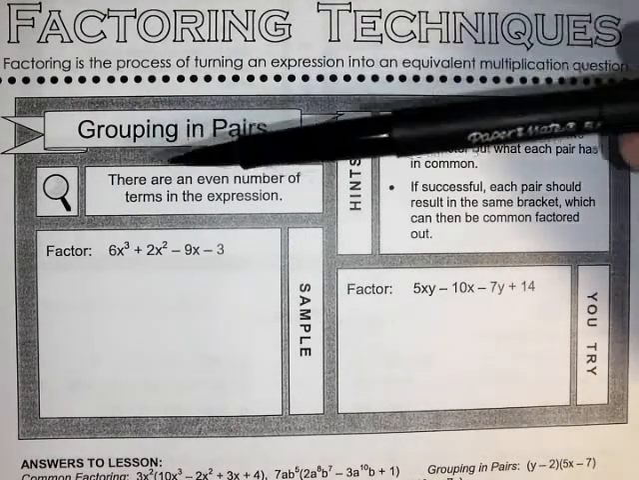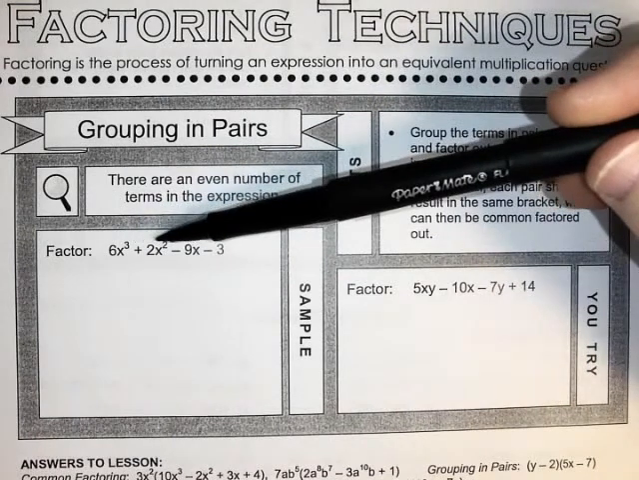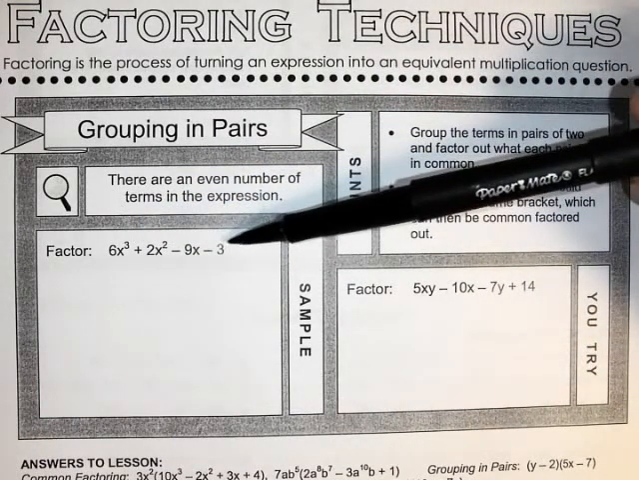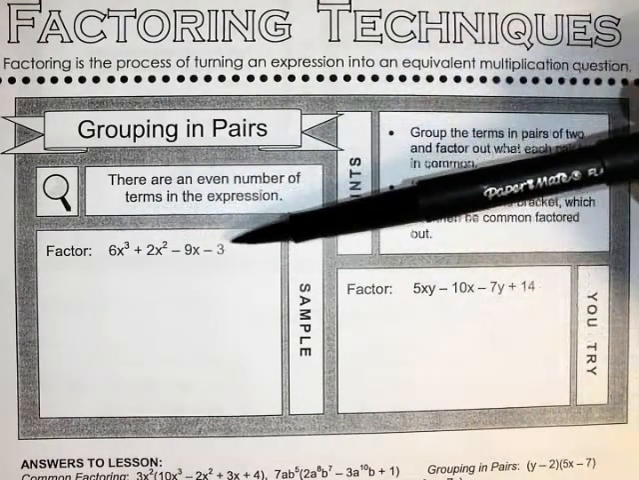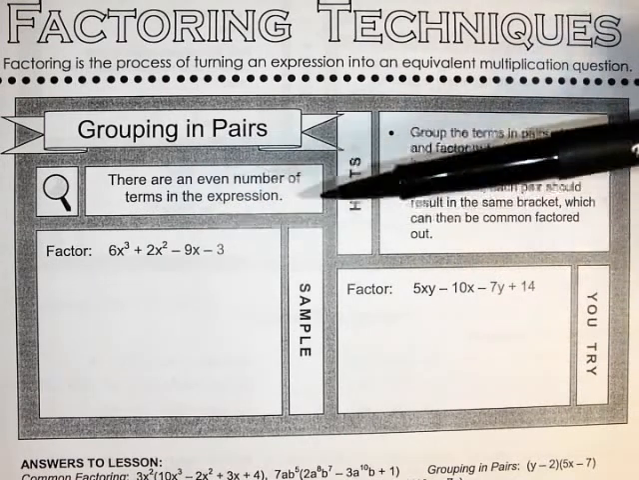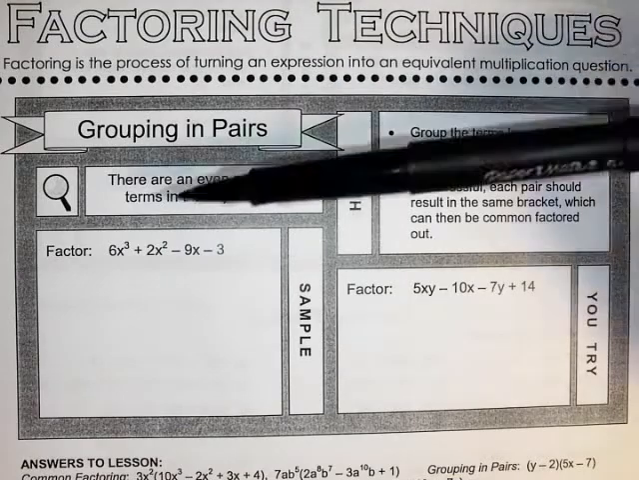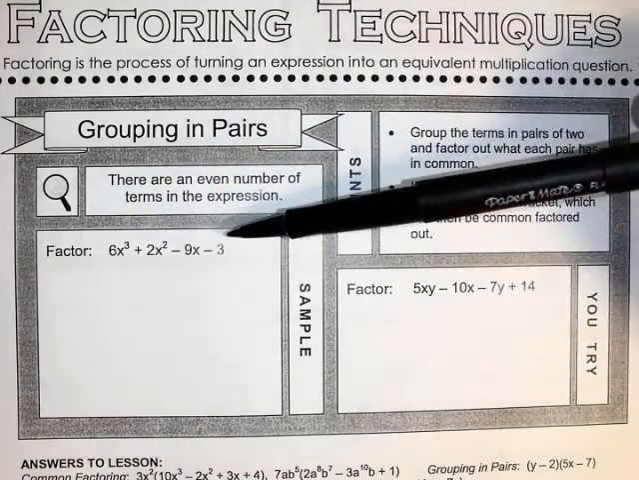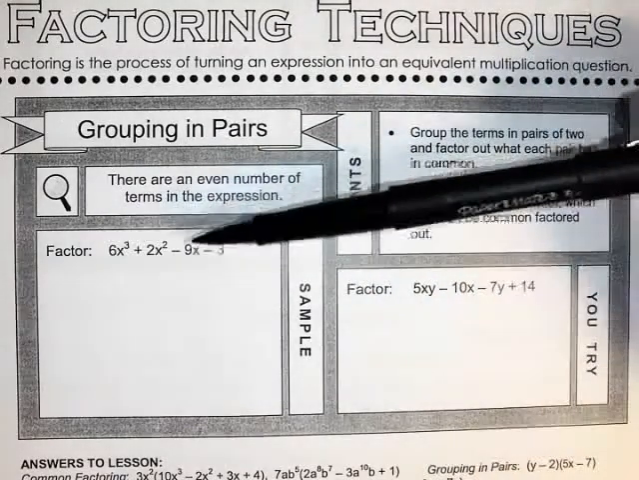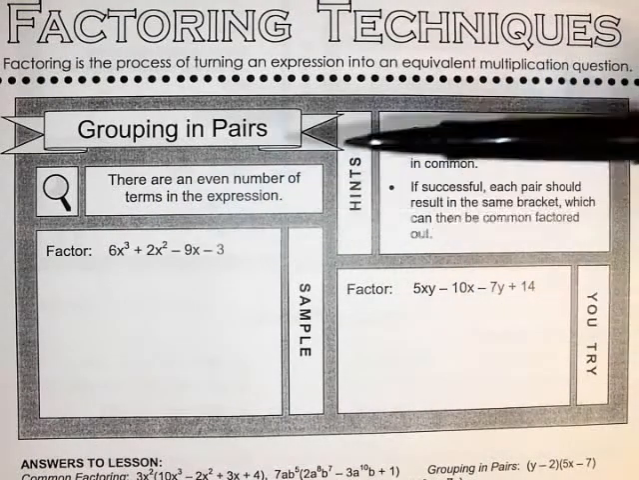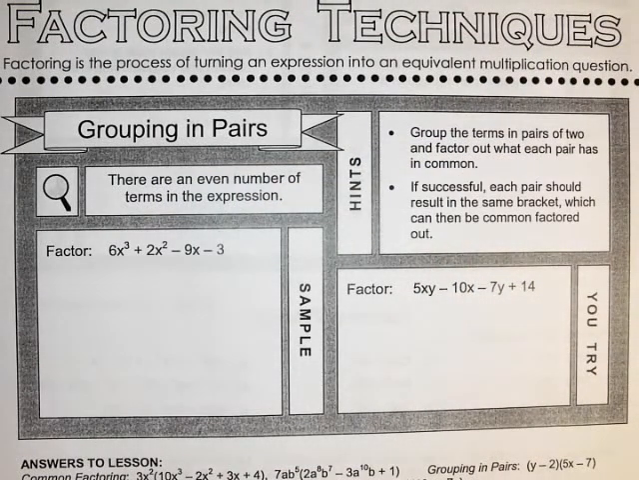So we're going to take a look at the example, 6x cubed plus 2x squared minus 9x minus 3. When I look at all four of the terms together, I notice that they don't have anything in common other than just one, right? Some of them divide by 2, some of them divide by 3, but they don't all divide by the same number. They also don't all have an x. So what we can do is group together terms that have things in common.